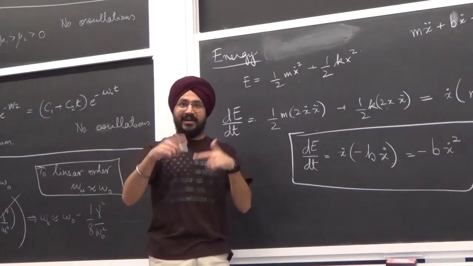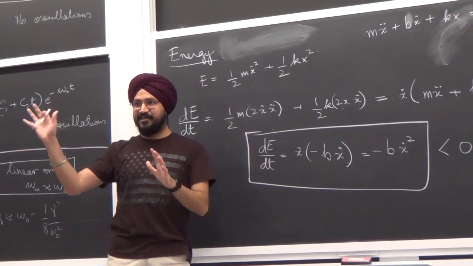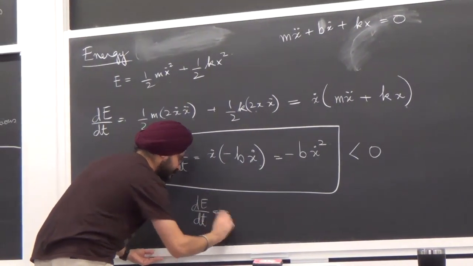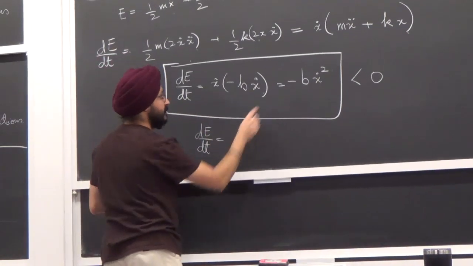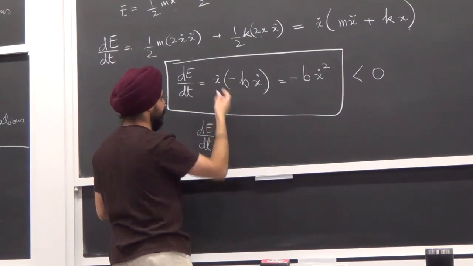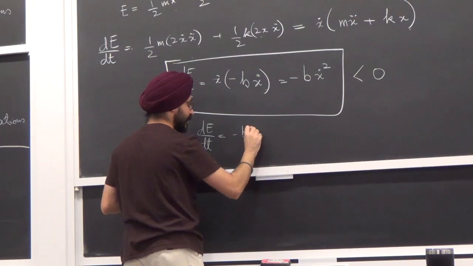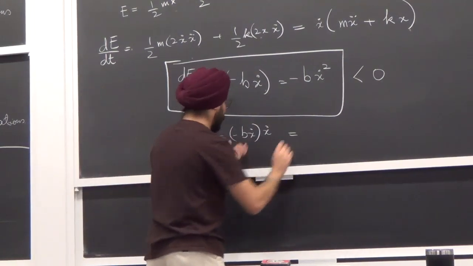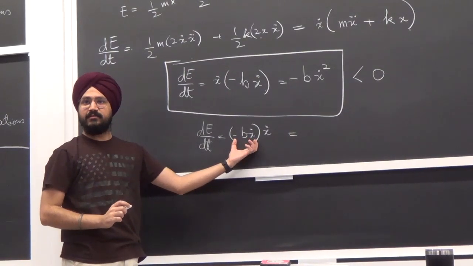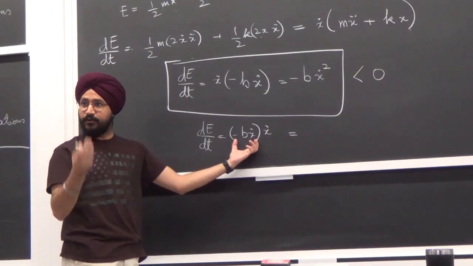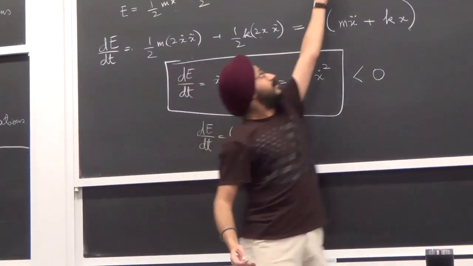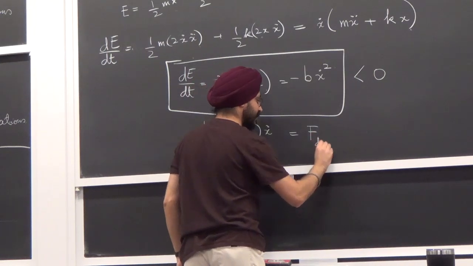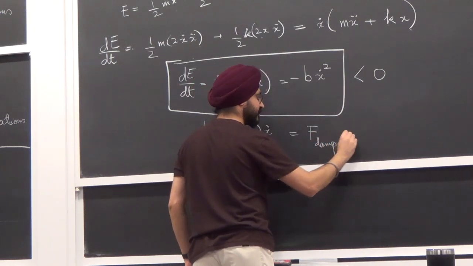And now let's go back to this 1A again. Flashback a year. I can write down this dE/dt. So it's minus b x dot times x dot. What's minus b x dot? It is the damping force, right? So this is the damping force, F damp, times the velocity.